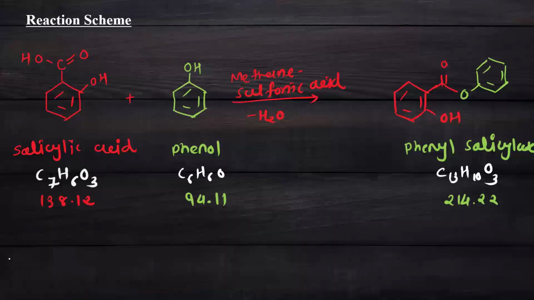In our next slide, we will take a look at the mechanism. What is the mechanism? As I told you, it is very simple. Here the lone pair attacks the methane sulfonic acid, the protonated form occurs, and then the lone pair attacks that hydrogen, the reaction starts, and we get our compound. The molecular weight is 138.12 for salicylic acid, 94.11 for phenol, and the product has 214.22 gram per mole.